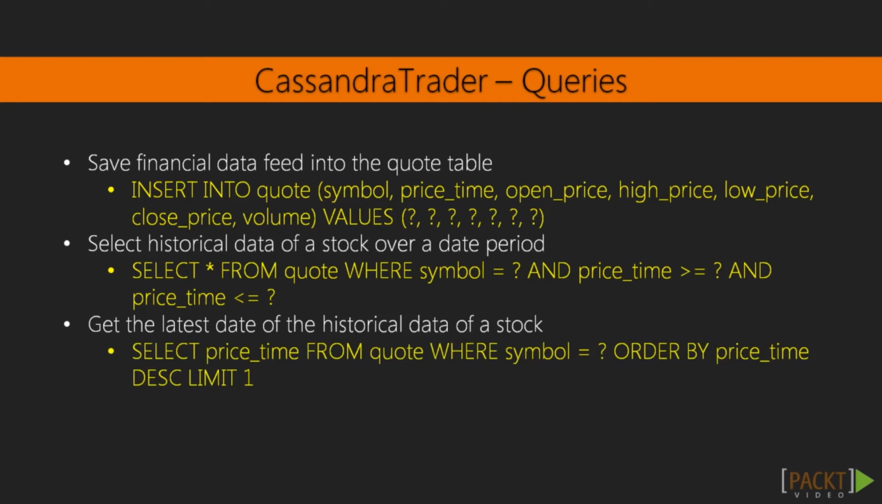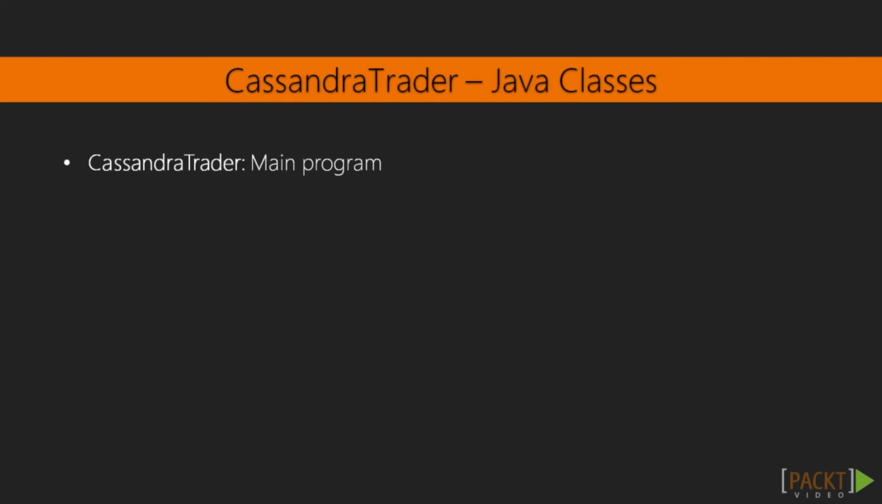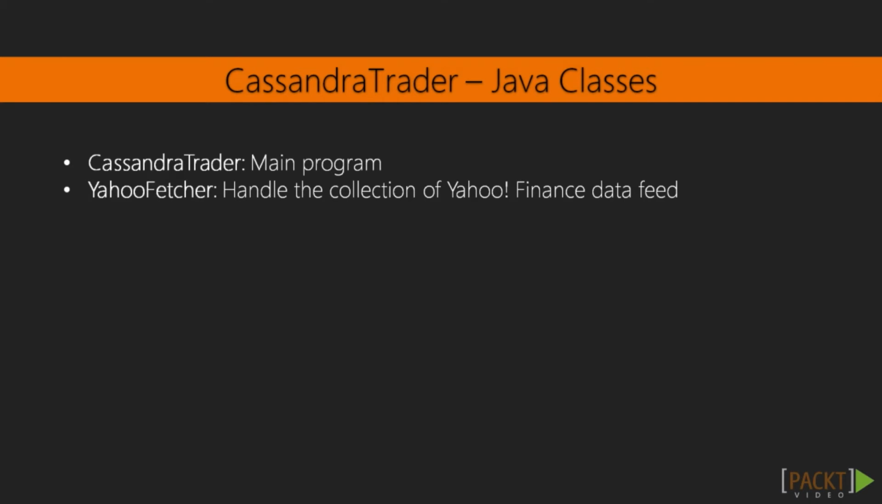Also, we don't want to repeatedly download the historical prices that are already stored. To check that, we'll have a query to get the latest date of a stock in the quote table. Now we can discuss the Java classes of the Cassandra Trader application. First, the main class is of course Cassandra Trader, which controls the major processing flow. Then we need to programmatically collect historical prices from Yahoo Finance. Yahoo Fetcher class does exactly that.